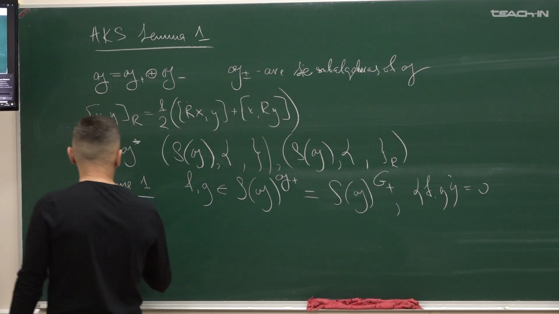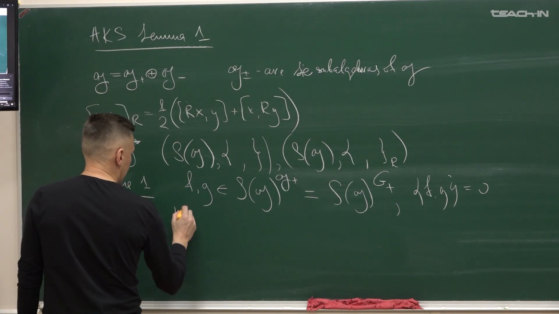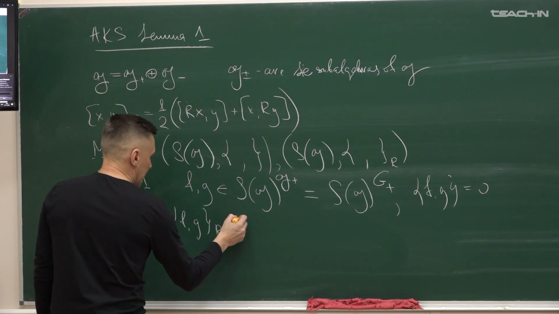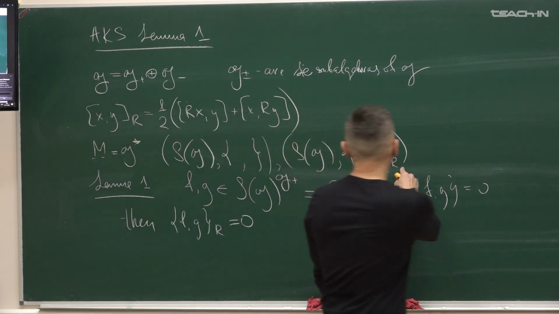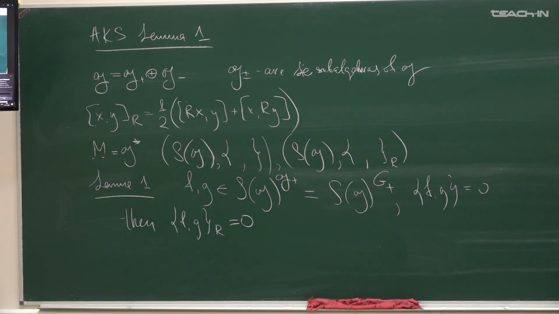Then f and g Poisson commute with the new structure. So this was the lemma.